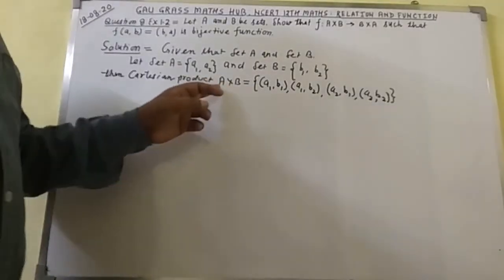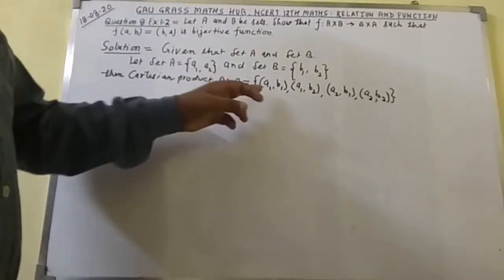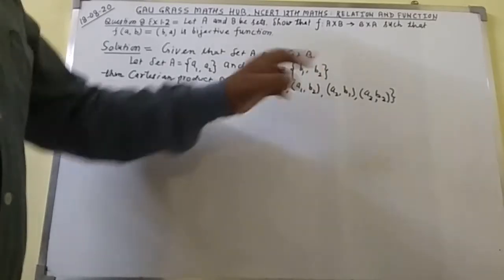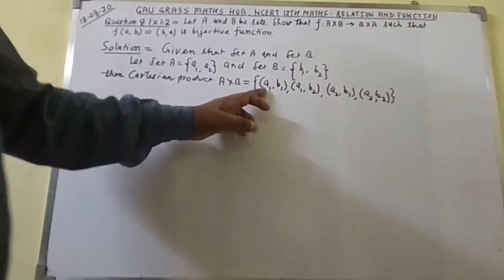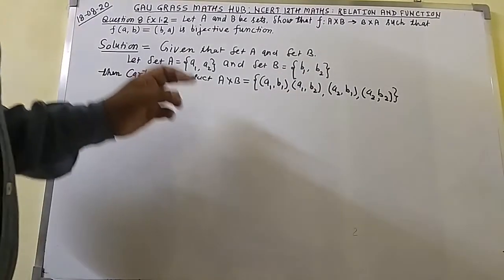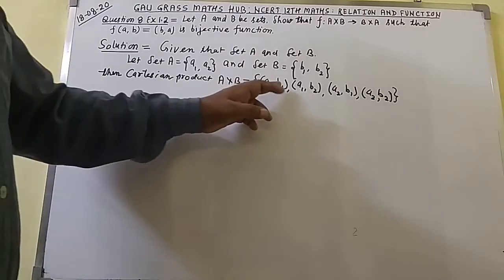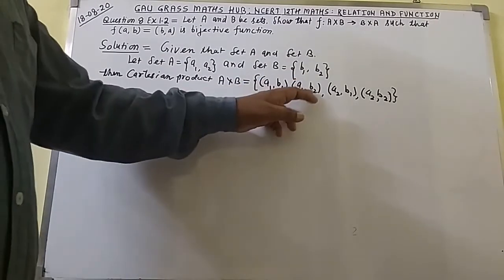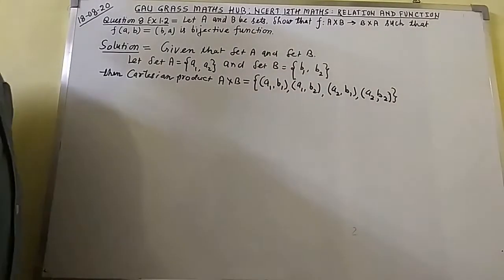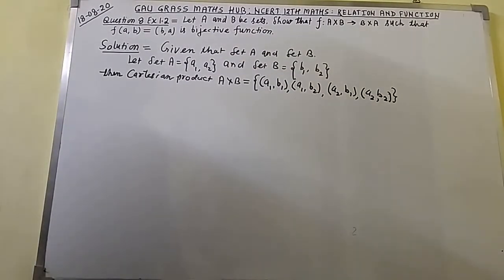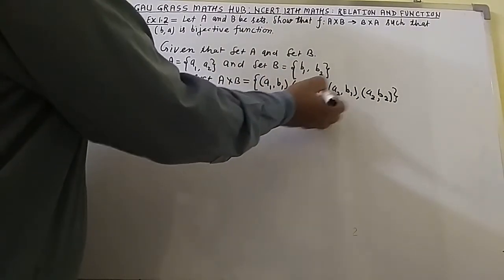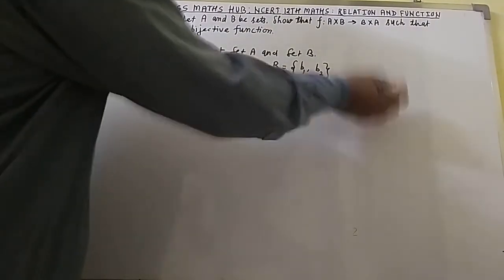Here in the Cartesian product A cross B, you can see the first elements of all these ordered pairs, A1, A1, A2, A2, belong to set A. And the second elements, B1, B2, B1, B2, belong to set B. So this is the Cartesian product A cross B equal to A1 B1, A1 B2, A2 B1, A2 B2.